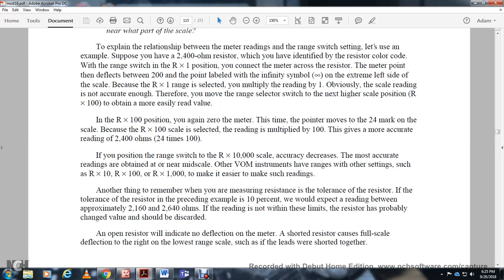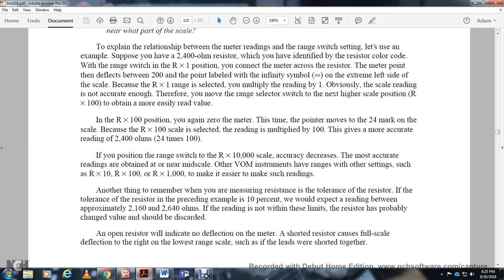Another thing to remember is that you measure the resistance against the tolerance of the resistor. If the tolerance of the resistor in the preceding example is 10%, you would expect a reading between approximately 2160 and 2640. If the reading is not within these limits, the resistor has probably changed value and should be discarded.